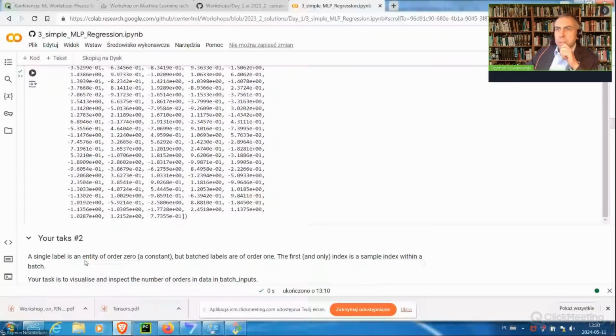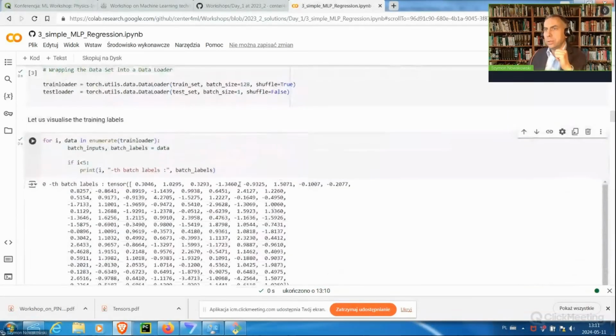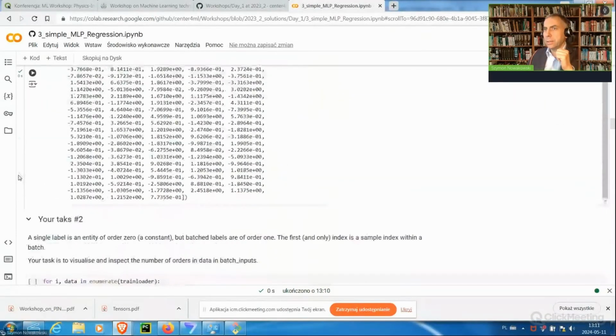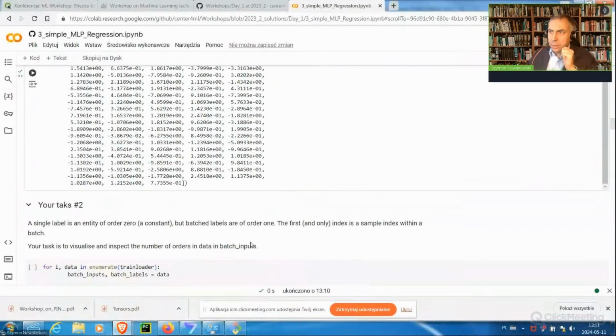So observe that a single label is an entity, a constant, a function value. So it is an entity of order 0. But if you batch it into batches, it is a vector, so a tensor of order 1. The first and the only index available to index this is the number of a sample in a batch. And now your task would be to use code similar to this one that you have in your scripts in the no solution part, and generate and try to visualize the input labels, and inspect the number of orders in the input labels.